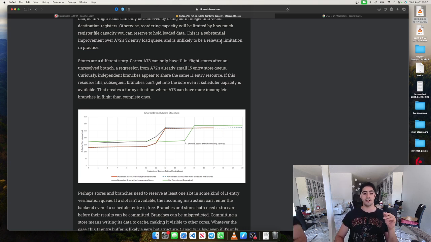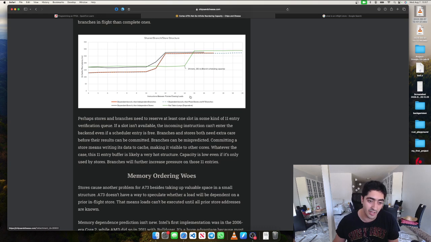If this resource fails, subsequent branches can get into the core even if a scheduler capacity is available. That creates a funny situation where A73 can have more incomplete branches in flight than complete ones. Perhaps stores and branches need to reserve at least one slot in some kind of verification queue. If a slot isn't available, the incoming instruction can't enter the backend even if a scheduler entry is free. Branches and stores both need extra care before their result can be committed. Branches can be mispredicted. Committing a store means writing its data to cache, making it visible to other cores.